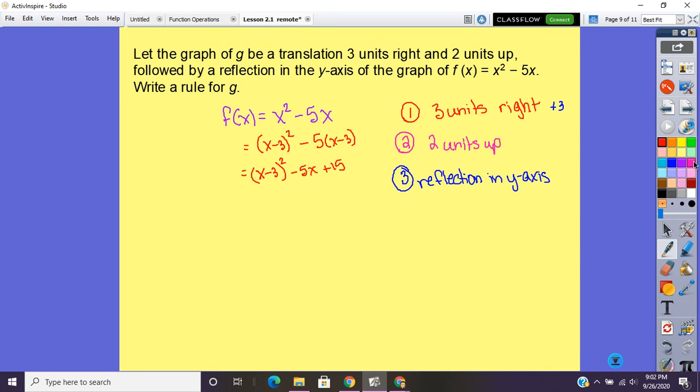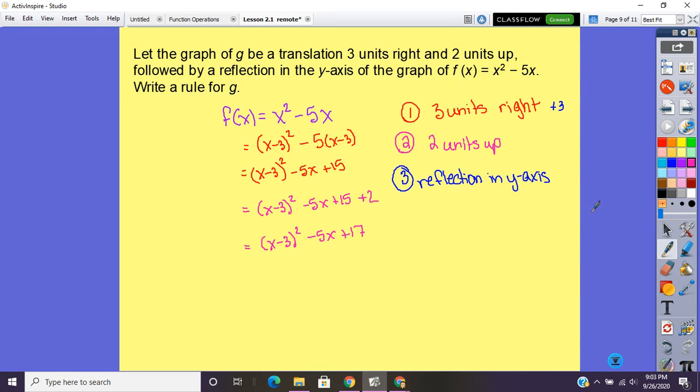The next thing is 2 units up. So that is a vertical translation. And that says to add the number to the end of the equation. So here's my whole equation that I have. And I'm going to add that number, so +2. And then I'm going to simplify all this. So x minus 3 squared minus 5x plus 17.